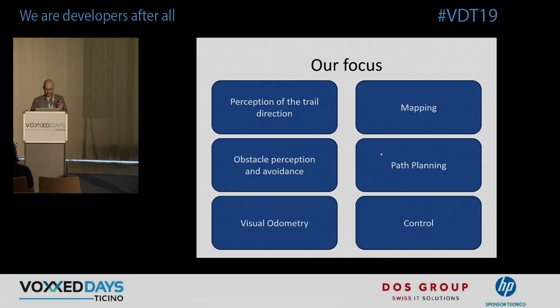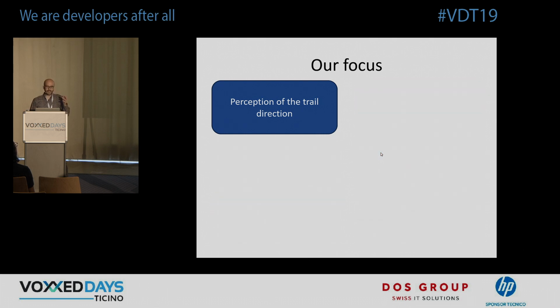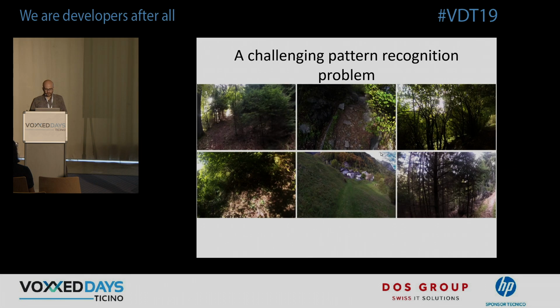We actually want to ignore all of the different problems that you have to solve to make a real robotic system that works, right? But only focus on, can we really, from a drone, perceive which way we should turn in order to follow the forest trail? And this is an example of a difficult pattern recognition problem. This is something that sometimes fools humans as well.